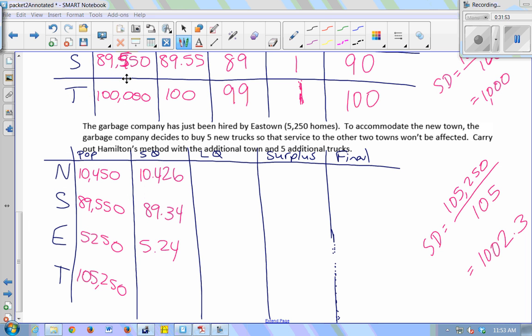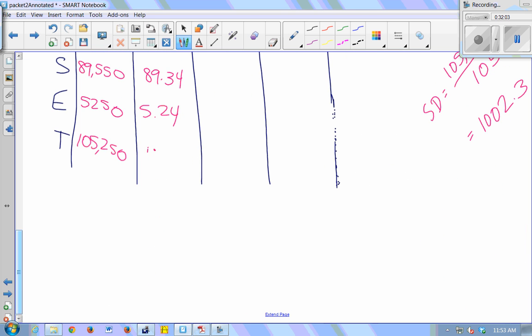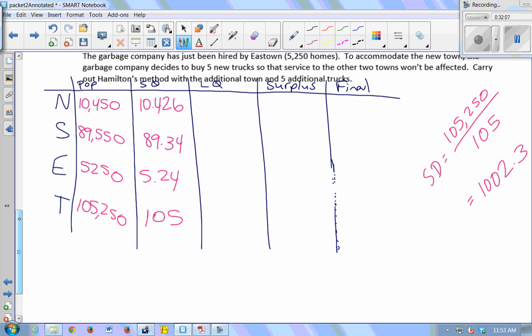Okay, so now I take my lower quotas. That should add up to exactly 105, or at least very, very close to 105. All right, and then I take my lower quotas, so I round everything down, and I get 10, 89, 5, and that adds up to 99 plus 5 is 104. I have one extra truck.